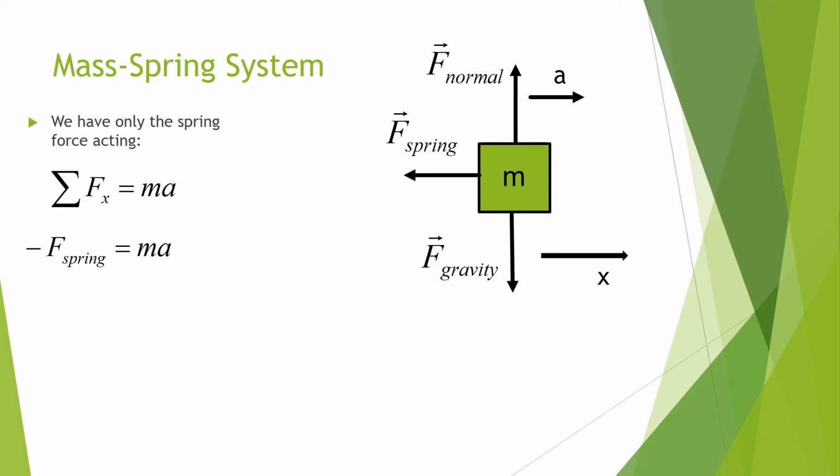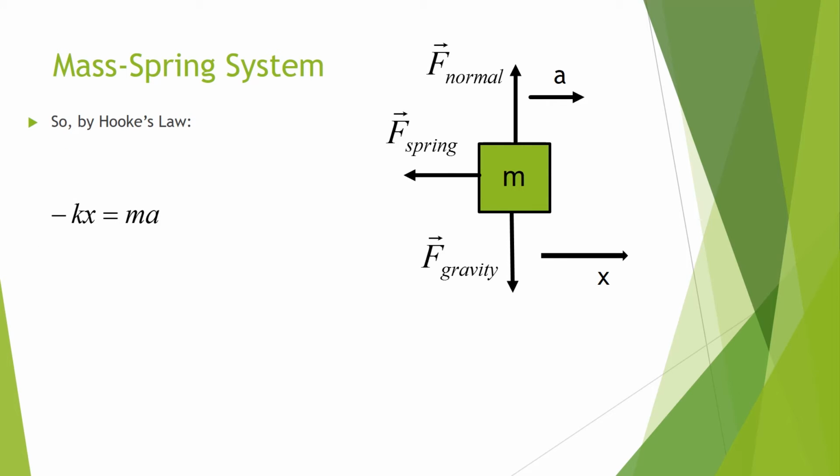But we only have the spring force acting, and we know based on our free body diagram, when we stretch the spring, the spring force is pointing in the negative x direction as shown. So we have negative F spring is equal to ma. Now, we can plug in the spring force due to Hooke's law, so that's what we're going to do next. By Hooke's law, we've got negative kx is equal to ma.